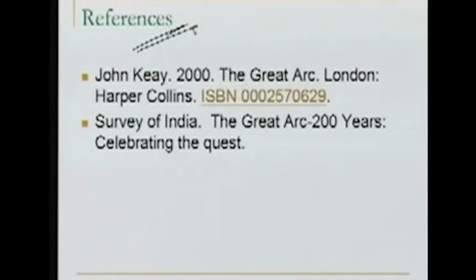There are some references where you can get information about the GTS. There is a book by John Keay, a wonderful book, as well as the Survey of India has also come out with some publications. So you can go to those in order to know more about this great arc or the GTS.